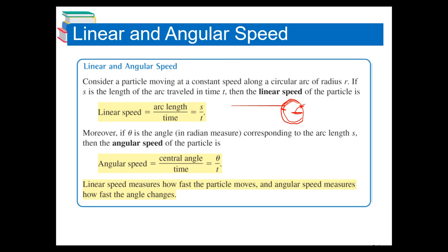Linear speed measures how fast the particle moves, and angular speed measures how fast the angle changes. All right. So if you have a basic understanding of how you get how fast something is going, this is going to help. Miles per hour, how fast you're driving down the road, is how many miles you go divided by how much time it takes you to do it.